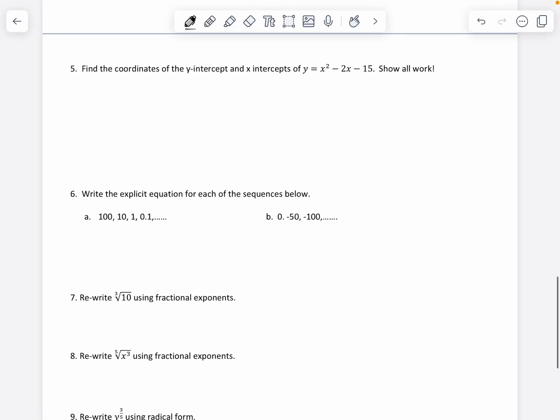Okay, welcome to the last video of the review for Chapter 8. So I'm going to take a look at number 5 first. Find the coordinates of the y-intercept and x-intercept of y equals x squared minus 2x minus 15.